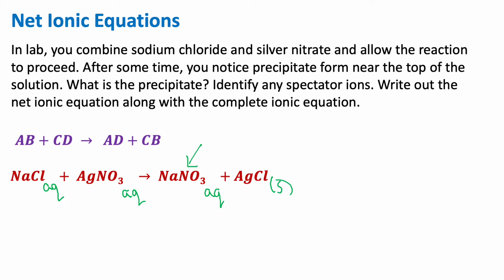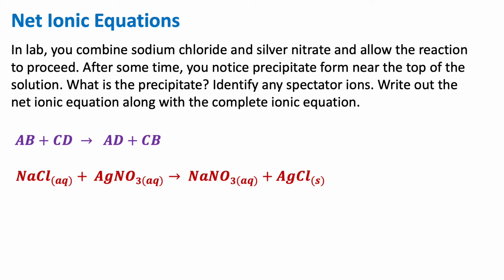So we've labeled everything. This is very important. We have to know our solubility rules in order to write this out. And if you don't know your solubility rules, I would recommend to learn those first before moving on to net ionic equations. So sodium chloride aqueous, silver nitrate aqueous, sodium nitrate aqueous, and silver chloride solid. So we have 3 solubles and 1 insoluble. And here I've written out all of it clearly.